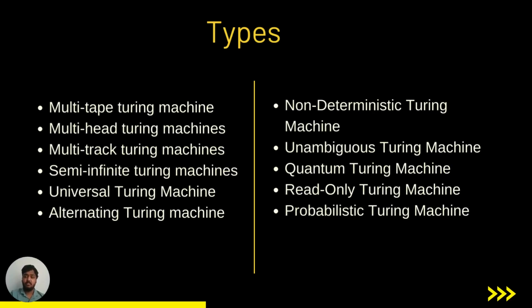Last one, probabilistic Turing machine. This is a Turing machine that is modified to execute randomized computations. These machines make decisions based on the outcomes of unbiased coin tosses. These are all the types of Turing machines which we can have at present.